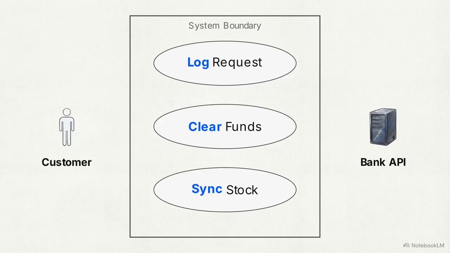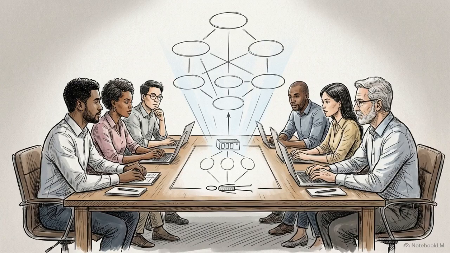Once internal functions are named, they are linked to the external world through association lines. Solid lines are drawn connecting the customer on the left to place order and process payment, which then connects to the bank API on the right. These verb-noun ovals finally answer the "what must it do" question, providing the atomic requirements the development team will actually build. Look at this assembled diagram.